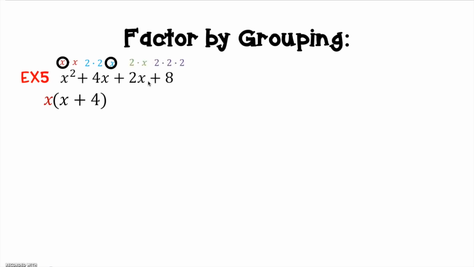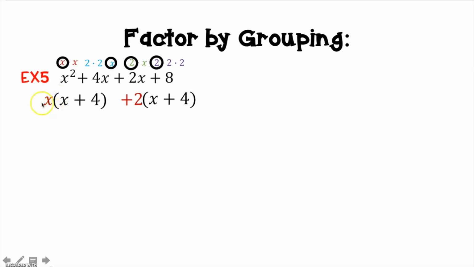2x splits up to 2 and x, and then 8 splits up into 2, 2, and 2. Only common thing they have is a positive 2. And you'll notice I've put that positive 2 in there. 2 times x gets you 2x. 2 times 4 gets you 8. Notice both of these binomials right here, by the way, they're the exact same. And that's what you want when you're factoring by grouping.